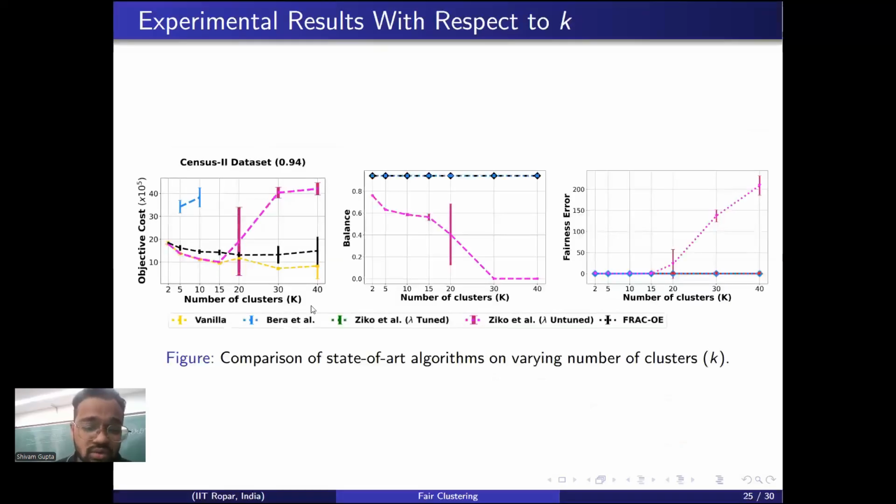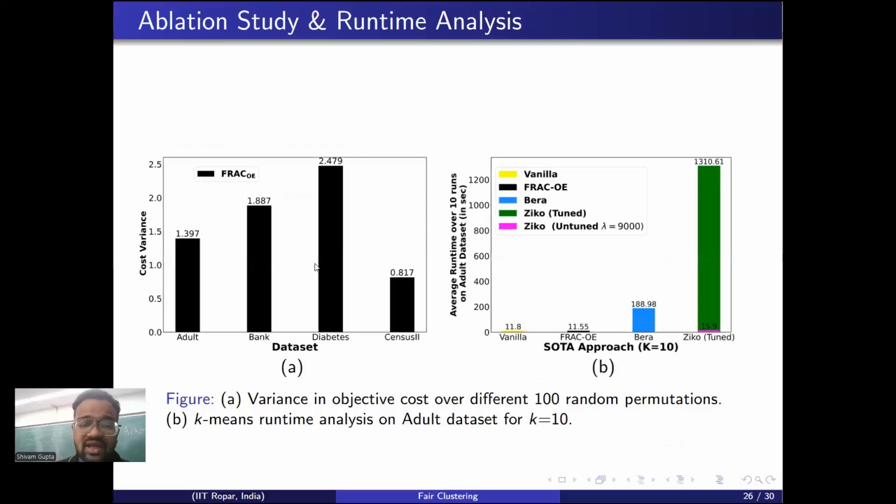Next, when we vary the number of centers, we can see that the performance does not degrade. Similarly, in the algorithm, we took some center ordering. In this experiment we show that the center ordering does not make a much bigger difference, as the variance over different permutations is quite small. Also, coming to the runtime, we can see that our runtime for FRAC OE is quite similar to the vanilla algorithm. So it is computationally significantly better than Bera and Zico.